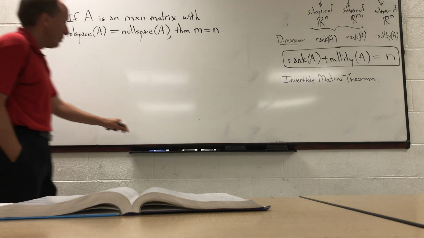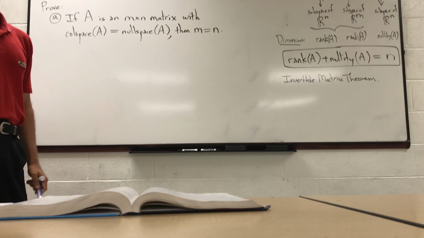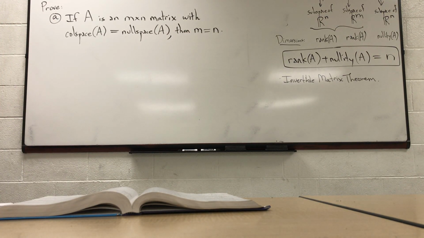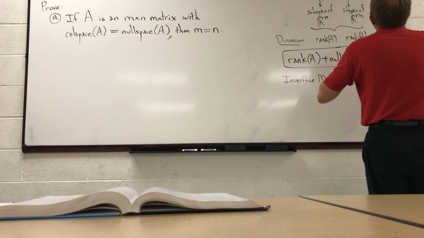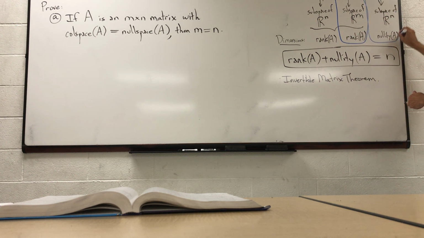Does anybody have a... When I say prove, I really just mean explain. Like I want to know, why would this be the case? If you have a matrix whose column space is the same as its null space, so I kept this up here on purpose, didn't I? So the column space is this part right here, and the null space is over here. So imagine that the column space is equal to the null space.